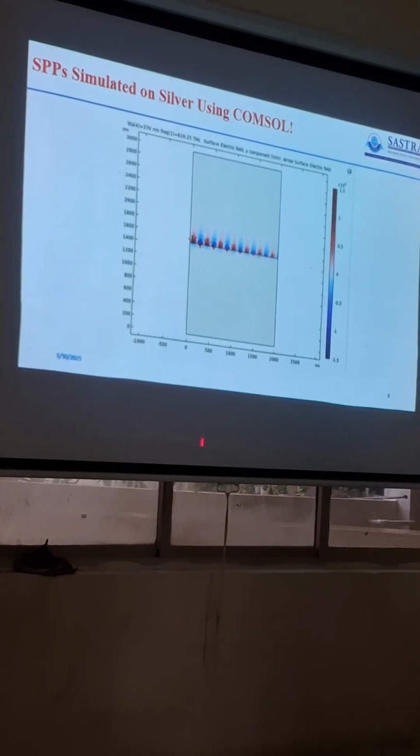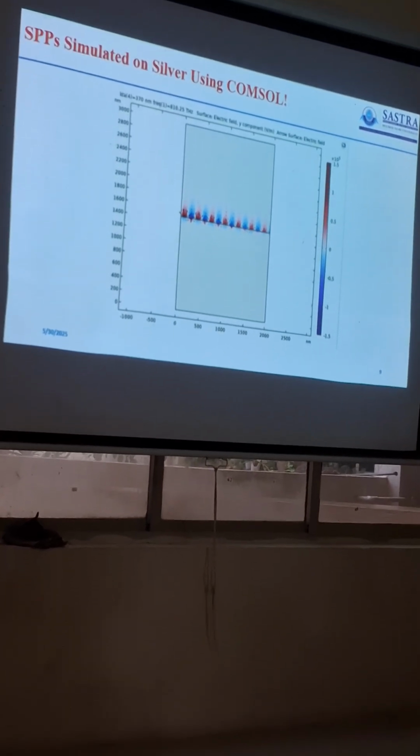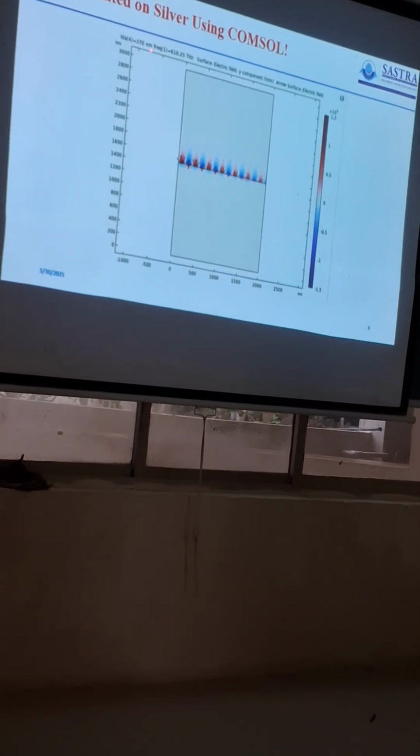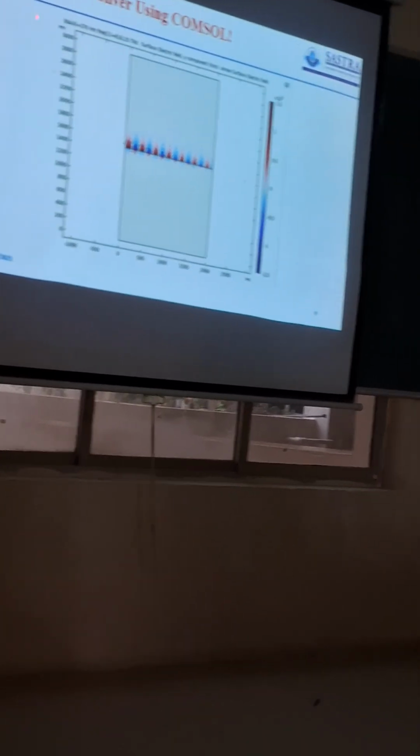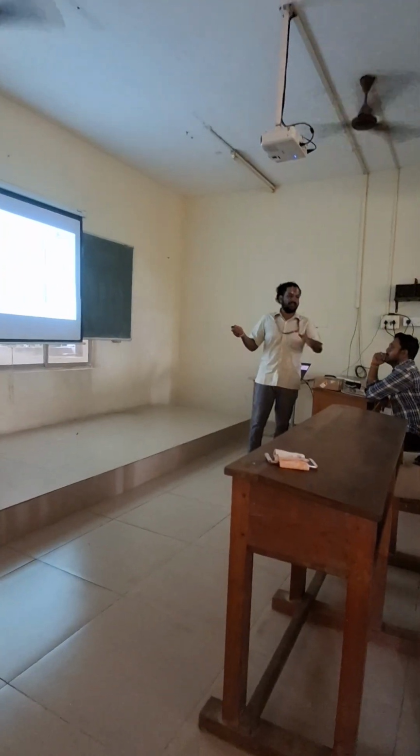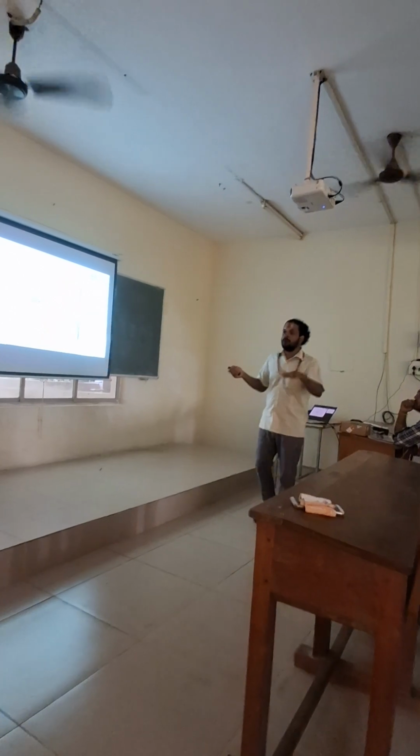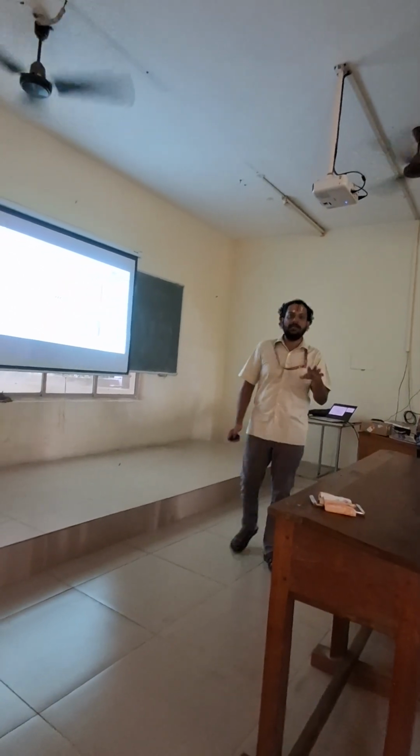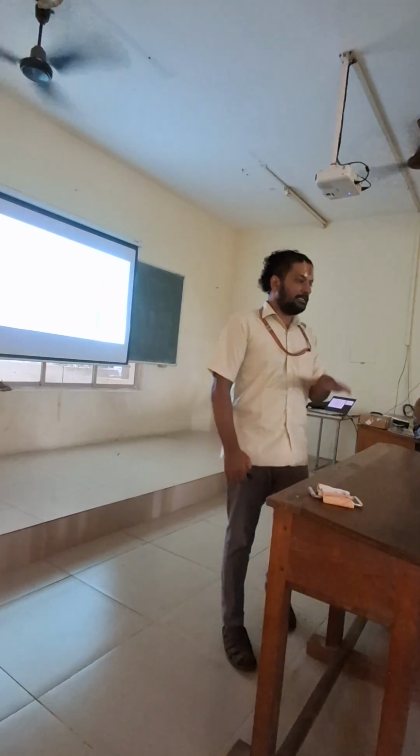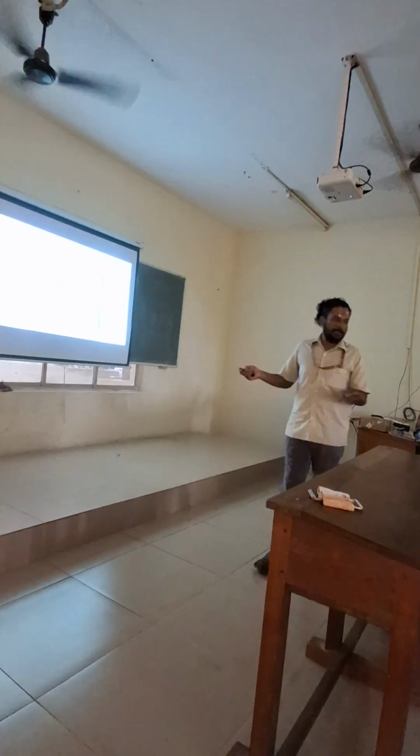So this is my electric field distribution at around 370 nanometers. I'm seeing some kind of standing wave patterns. This is what we expect to be an ideal requirement for us to be able to sense in terahertz applications.